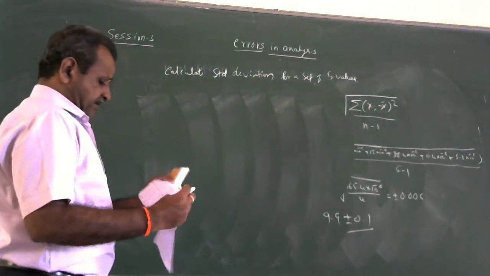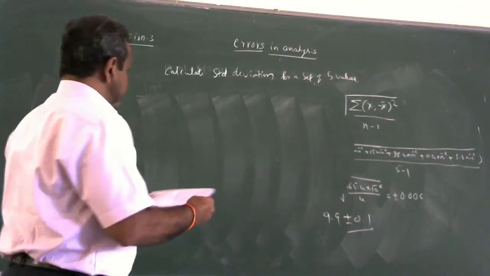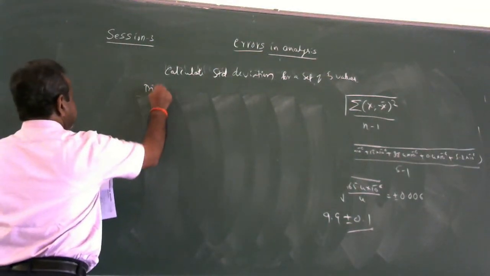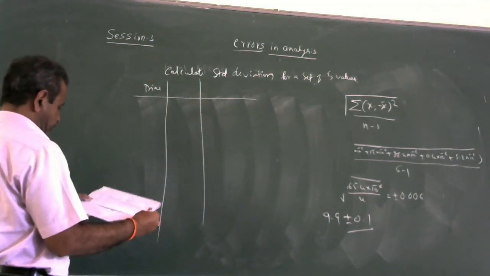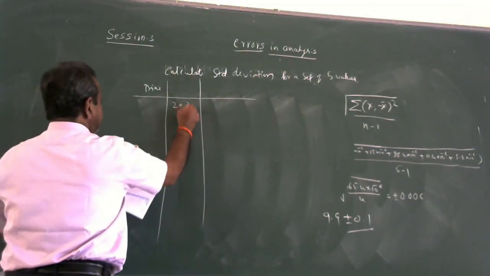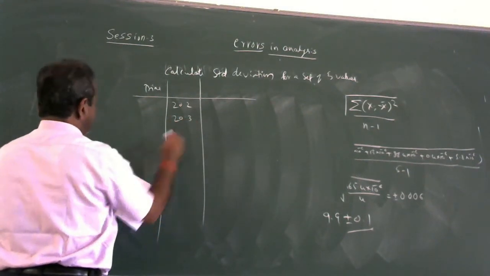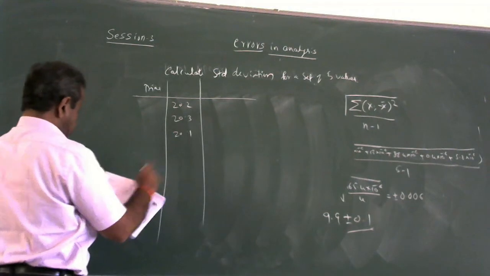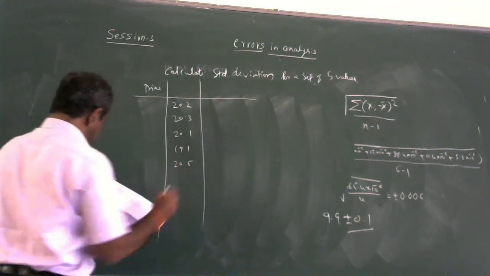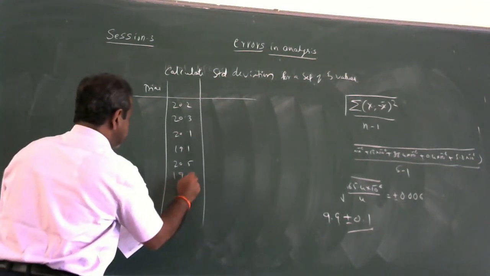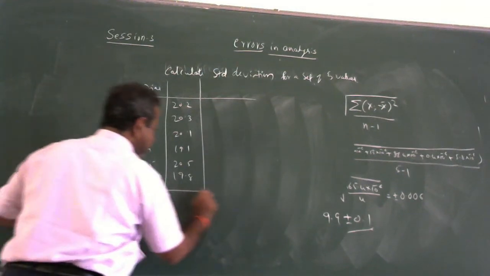Calculate the standard deviation for the set of values. We are given a set of values: 20.2, 20.3, 20.1, 19.1, 20.5, and 19.2. 1, 2, 3, 4, 5, 6, so 6 values.